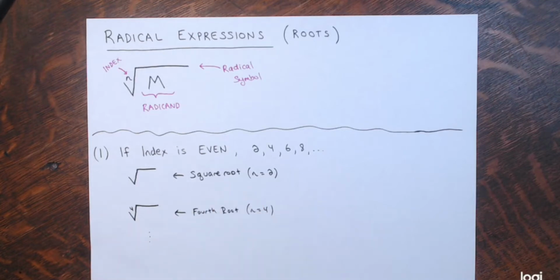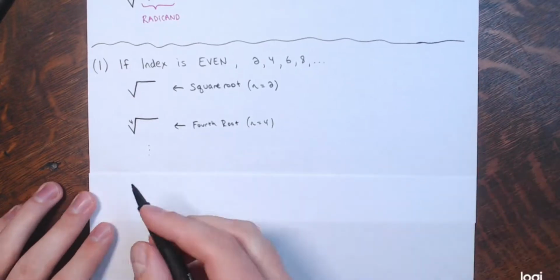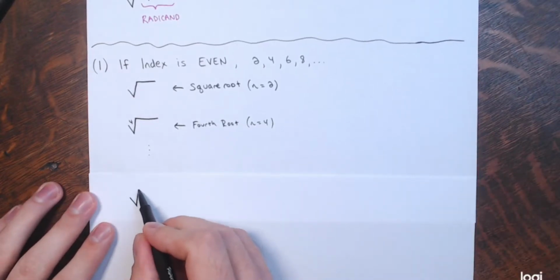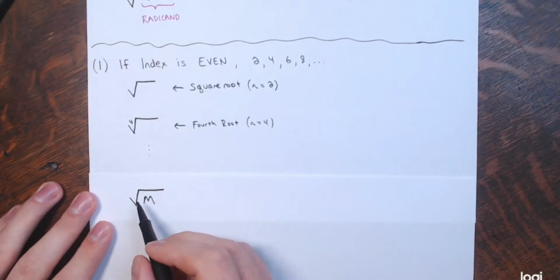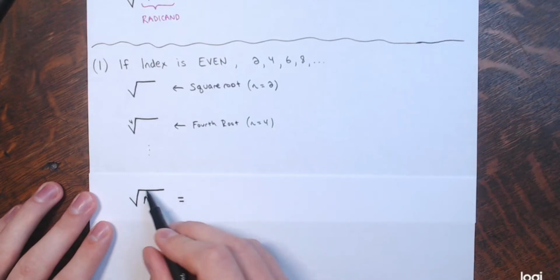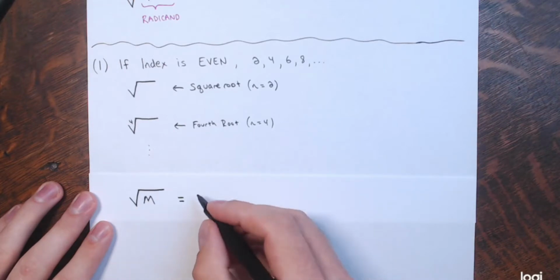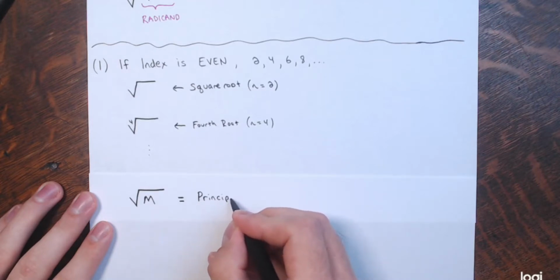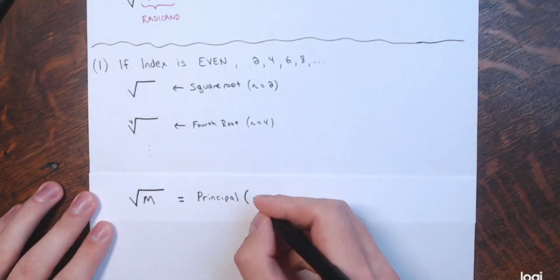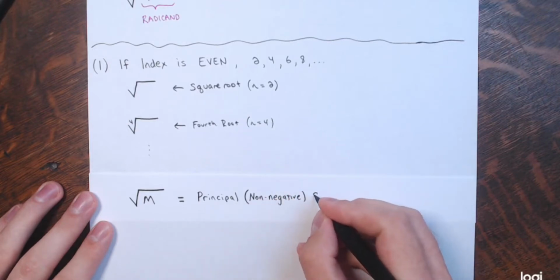So I'm going to point out something right now. When you see this symbol, the square root of m, this symbol, square root, 4th root, 6th root, they're asking you for what's called the principal, non-negative square root of m.